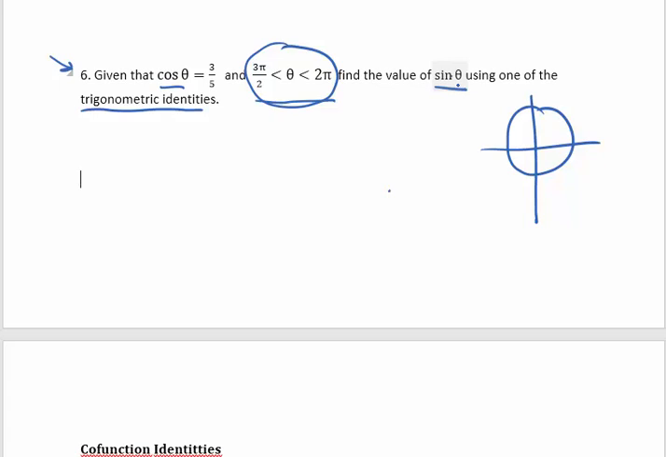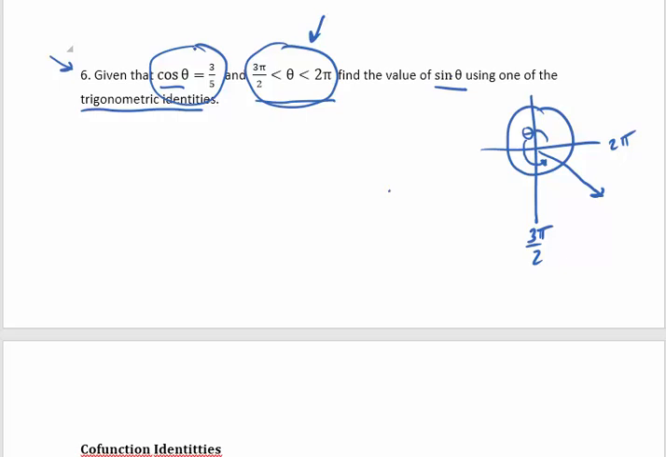Okay, let's take a look. Well, I'm going to start right here. I know that theta is between 3 pi over 2 and 2 pi. So here's 3 pi over 2 and here's 2 pi. So theta, let's just say, is somewhere down here. So this is my angle theta. It's coming around like this. It's opening quite a ways. So we know it's down here in the 4th quadrant. And we know that cosine here is 3/5, and we want to find the sine value.